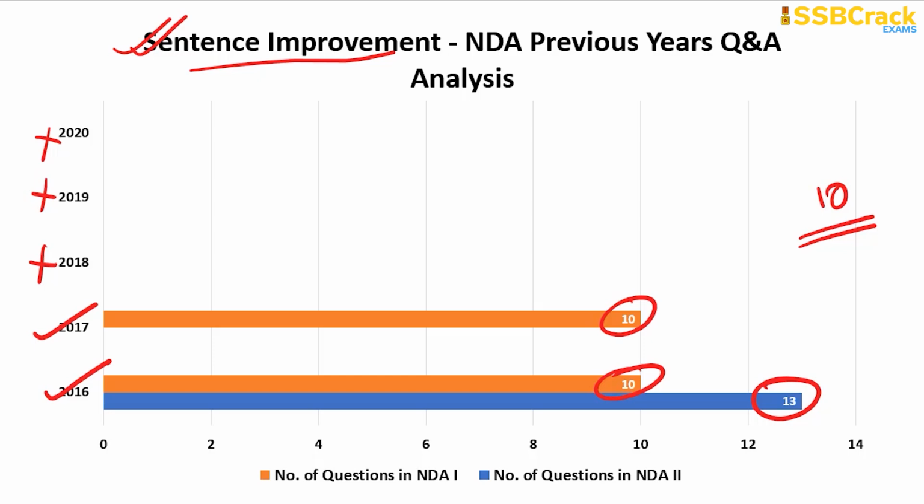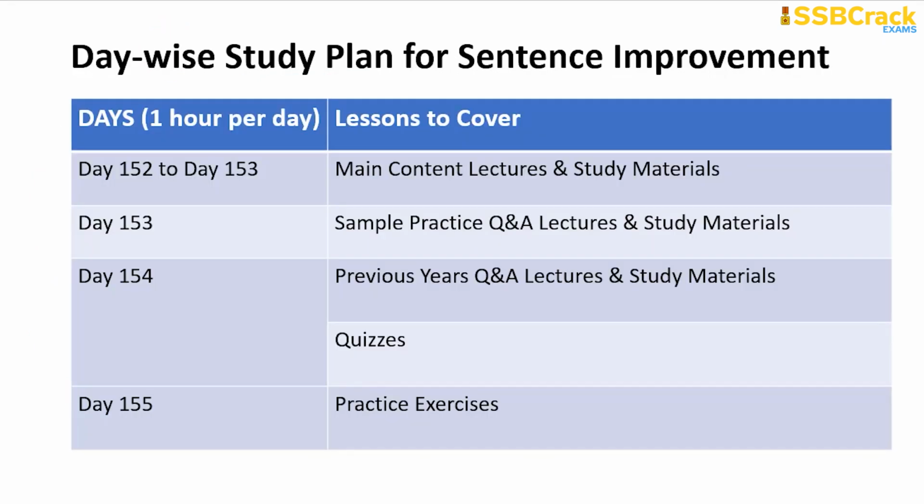But as I have already told you, it is advisable to cover everything and not take any chance. So here is the day-wise study plan for sentence improvement. You can give a very short span of time to this topic, because you may or may not get questions from there. From day 152 to 153, 1 hour per day you can contribute to the sentence improvement main content, lectures and study materials.